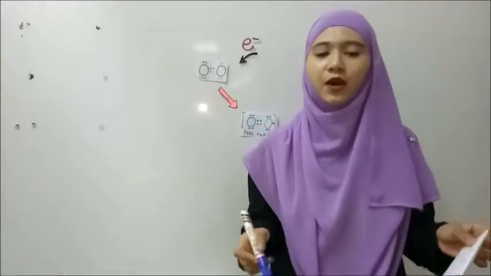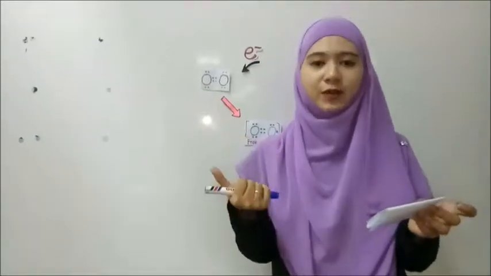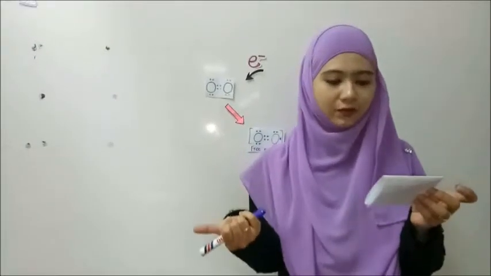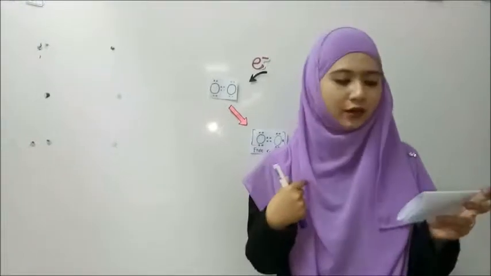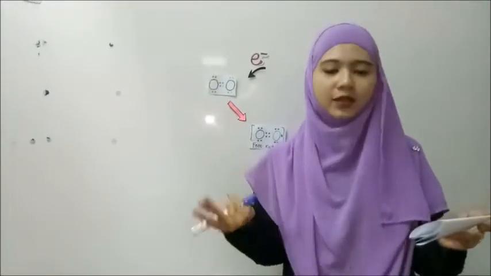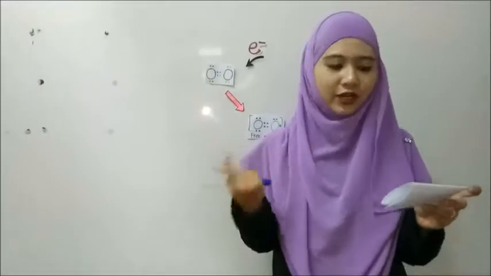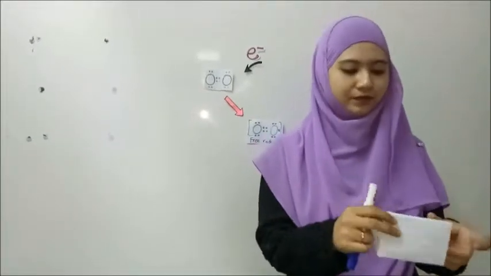Free radicals can be formed in three ways: first, by homolytic cleavage of a covalent bond of a normal molecule; second, by loss of a single electron from a normal molecule; and third, by addition of a single electron to a normal molecule.